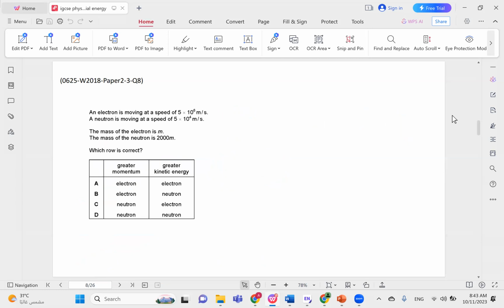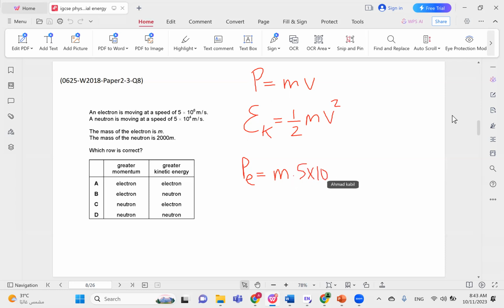Let's remind ourselves of the two equations. Momentum is equal to mass times velocity. Kinetic energy is equal to half mv squared. So for the case of the electron, we can say that the momentum of the electron is equal to m, because the mass of the electron is m, times the velocity, which is 5 times 10 to the power of 6.